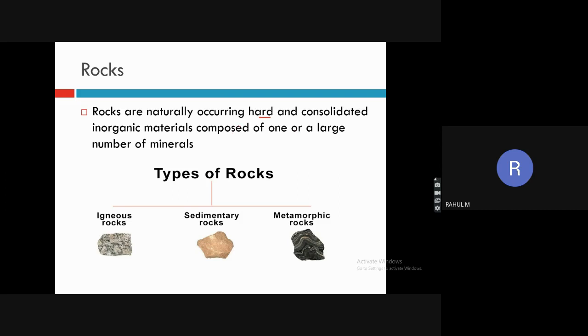And the composition of this rock is that it has one or a large number of minerals. Okay, so it has one or a large number of minerals, and it can be classified as igneous rocks, sedimentary rocks, and metamorphic rocks. Igneous, sedimentary, and metamorphic rocks. What are igneous rocks?